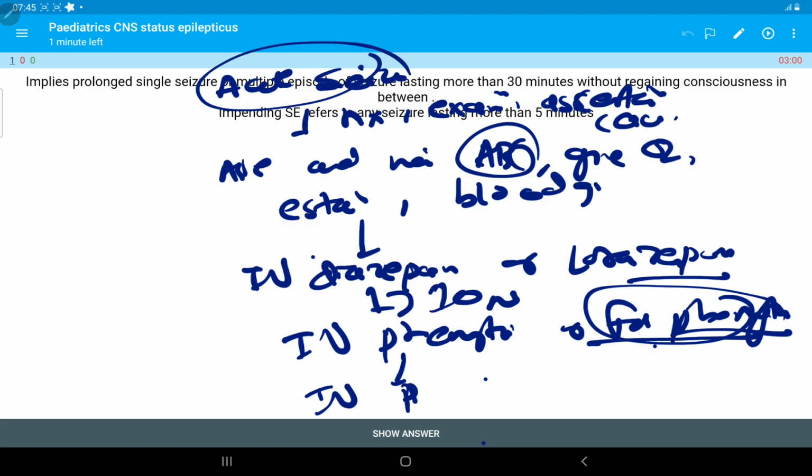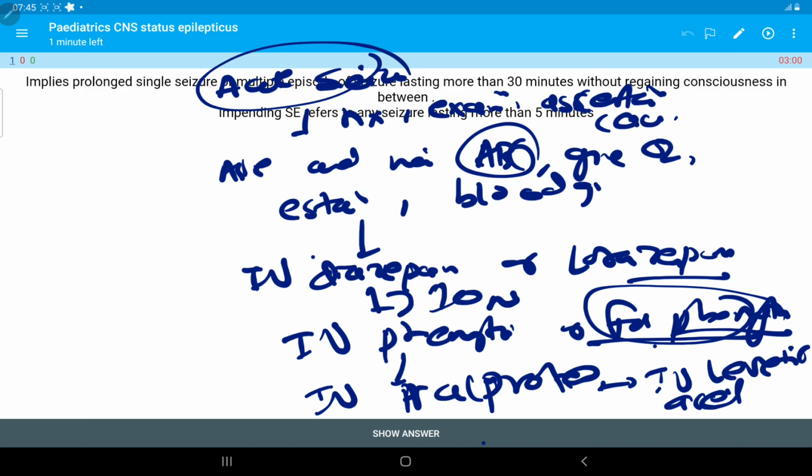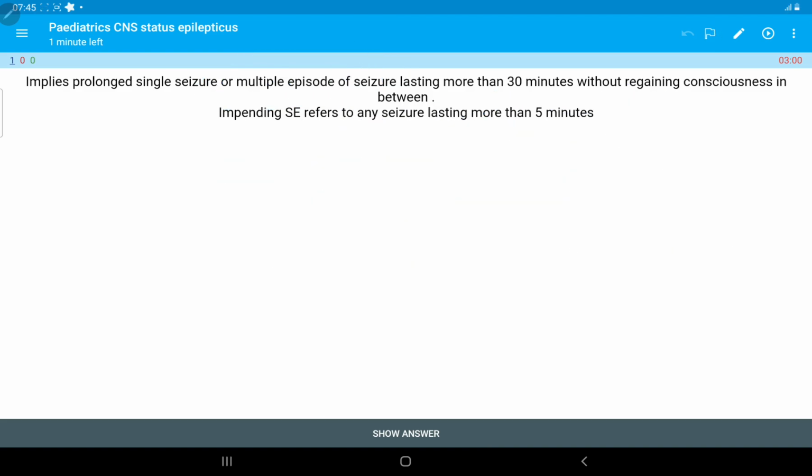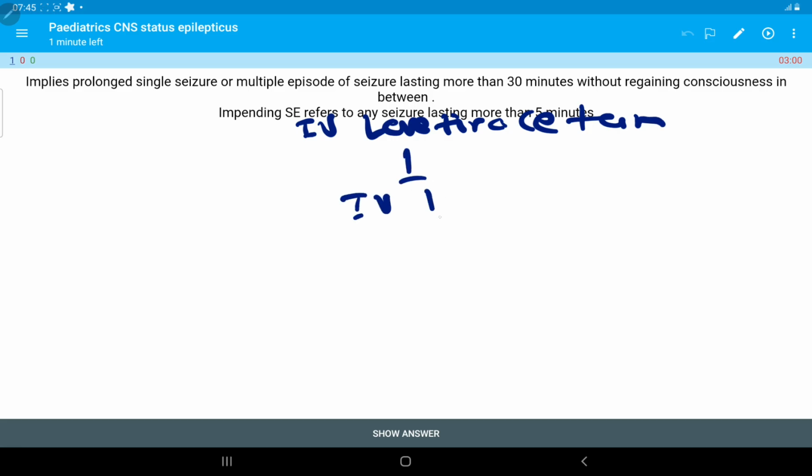We give IV valproate. If the seizure is controlled with IV valproate, then we stop here. If not controlled, then we have to move further and give IV levetiracetam. If it is still not controlled, then we can give phenobarbital.